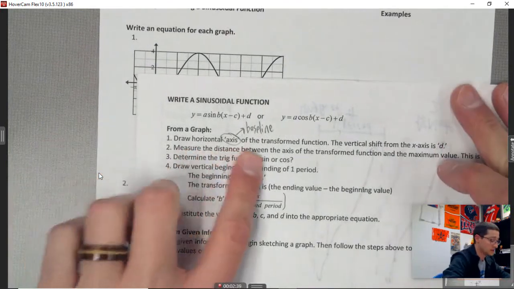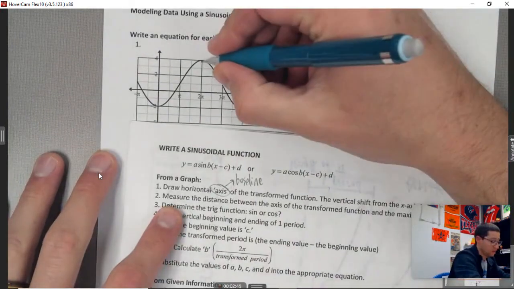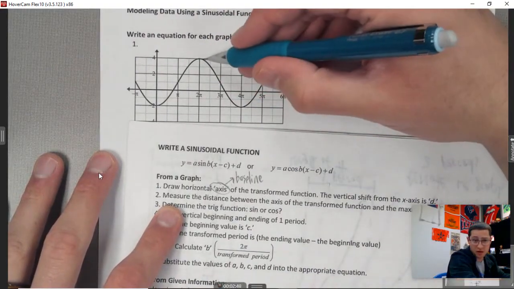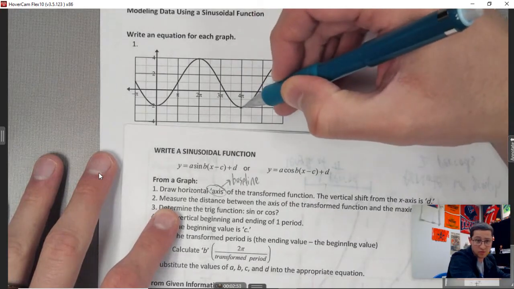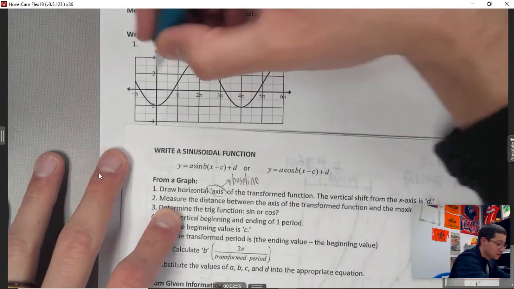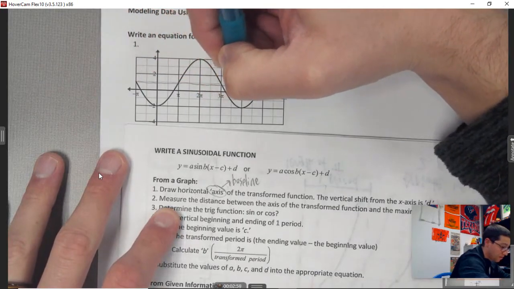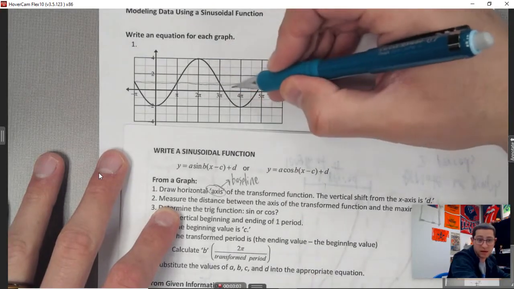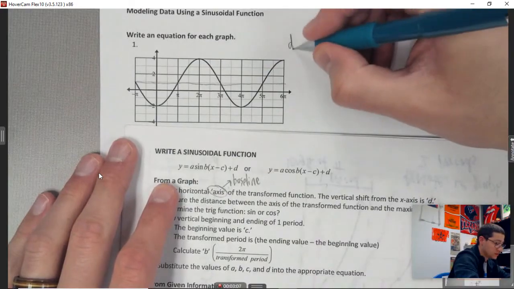Draw the horizontal axis of the transformed function. If we're looking at my max and min, there are a bunch of different places where that would be, but we would see that this is a 4 and this is a -2, so we're going halfway. My axis here is this right here. You should have an equal part on top and an equal part on bottom. That is going to be your D value, so I'm going to go ahead and write that.